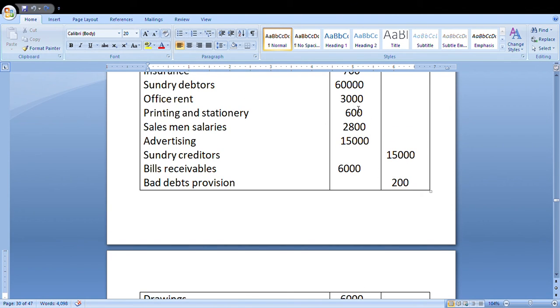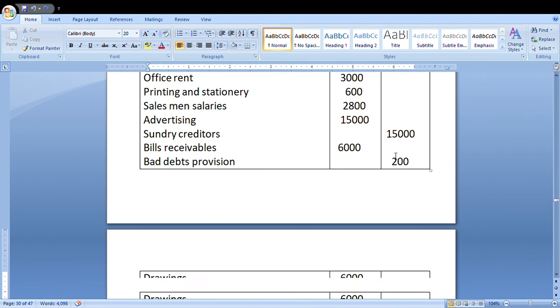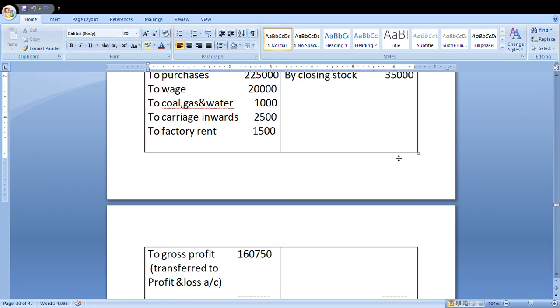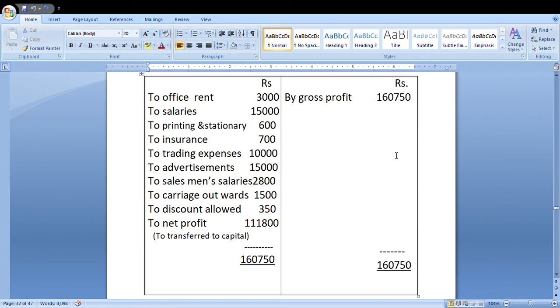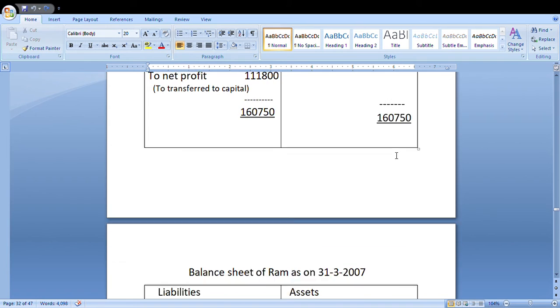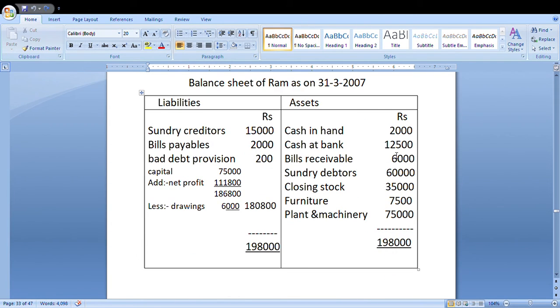Office rent already enters the profit and loss account. Printing and stationery enter the profit and loss account. Salesman salary enters the profit and loss account. Advertising enters the profit and loss account. Sundry creditors are also liabilities. This enters the balance sheet, liability side. Sundry creditors mean payments to outsiders. Sundry creditors 15,000.